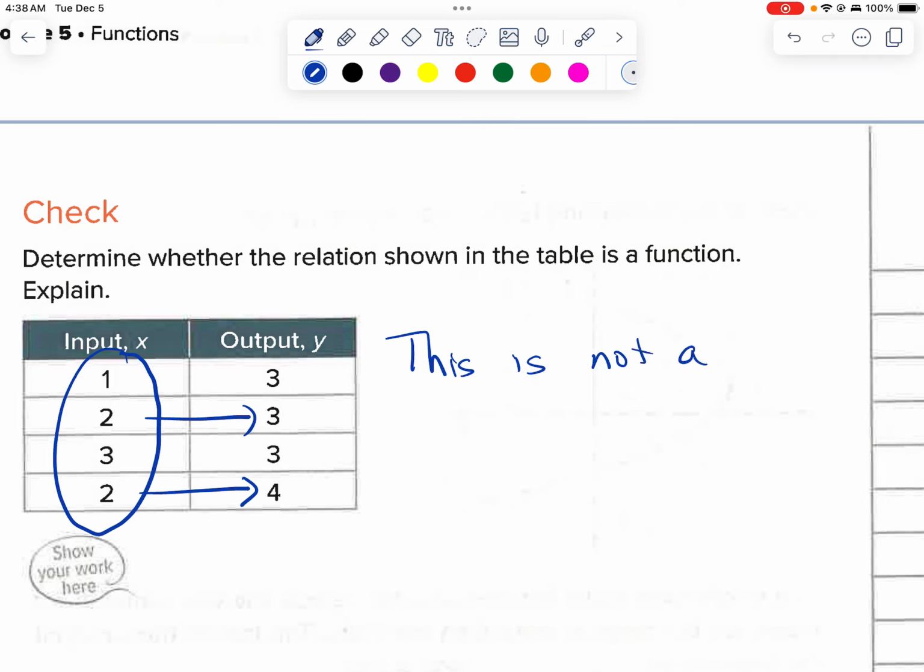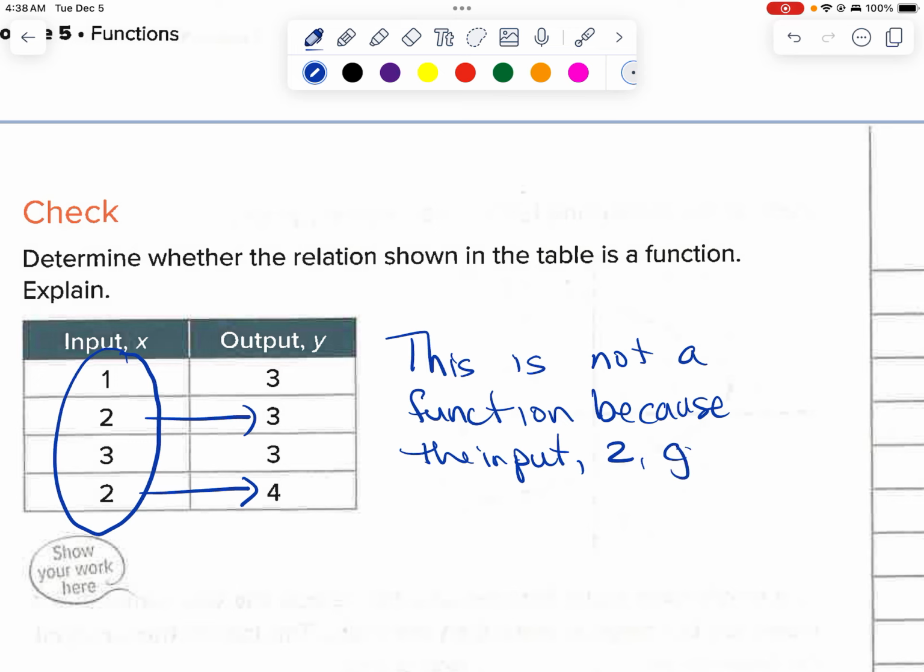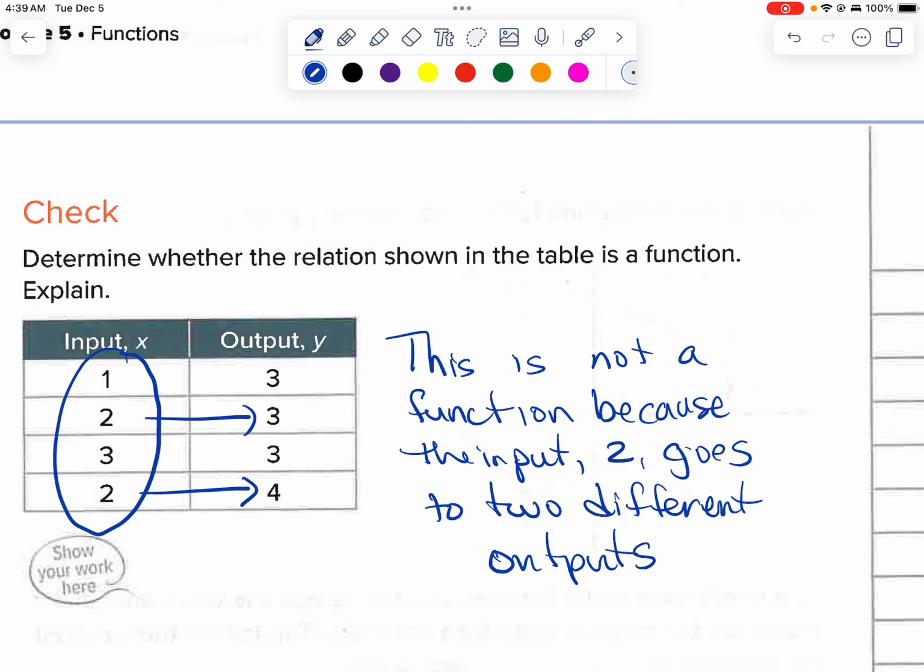Not a function because the input 2 goes to two different outputs, 3 and 4.